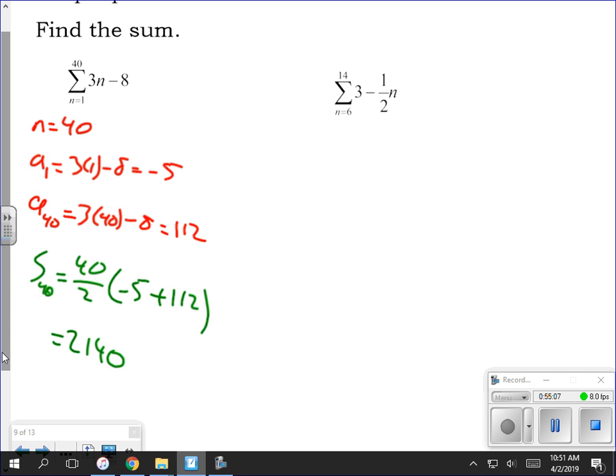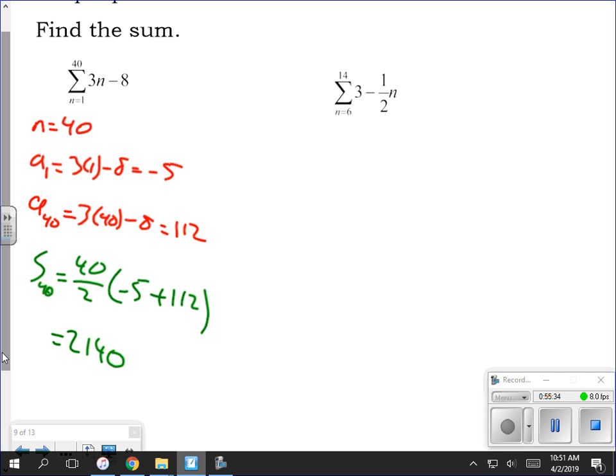Now, I was asked earlier, do we always go from 1 to whatever? No, we don't. I'm not adding up the first 14 terms. I'm adding up term number 6 through term number 14. There could be more in front, definitely 5 more in front of the first one I'm starting with, and a bunch at the end. But I'm only adding up that chunk in the middle from 6 to 14.